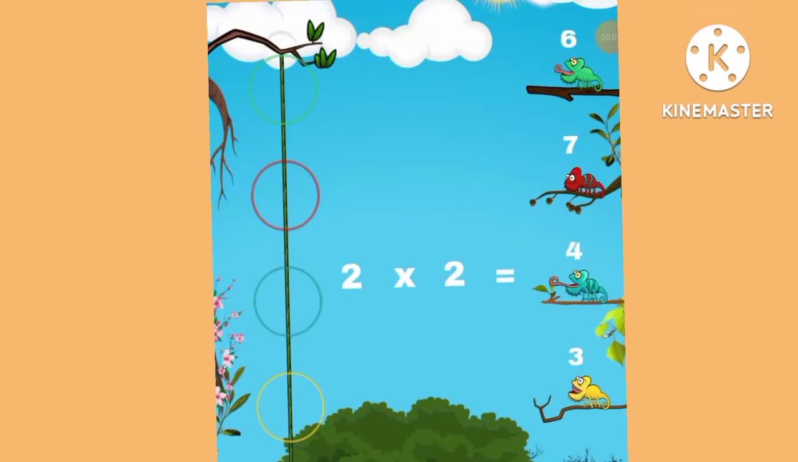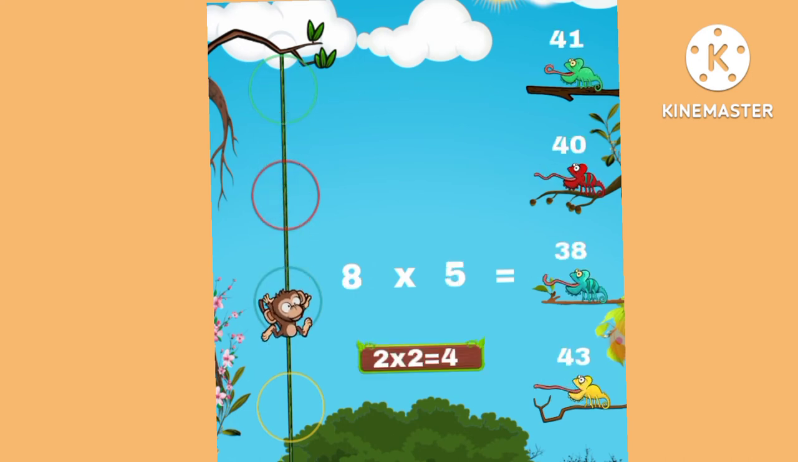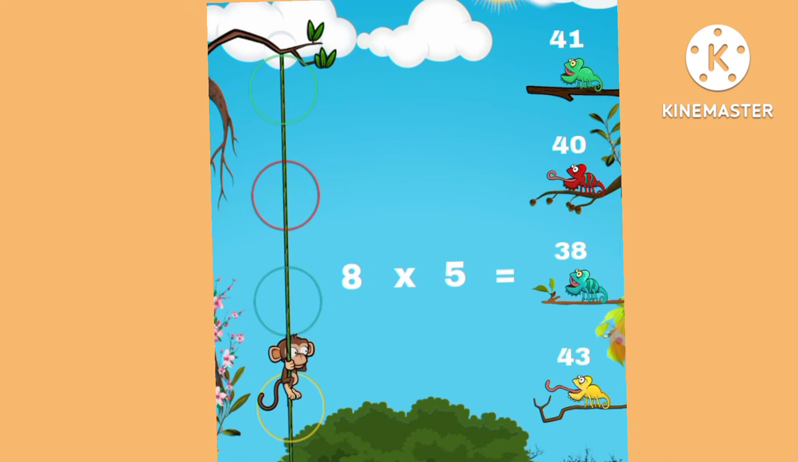Our game is again about multiplication. So 2 times 2 equals 4. Equals 4. Mali. So 8 times 5 equals 40. So dito tayo maglalagay. Yay!